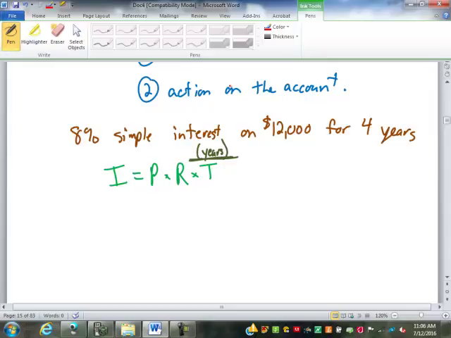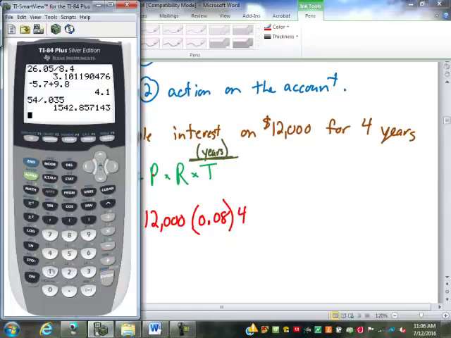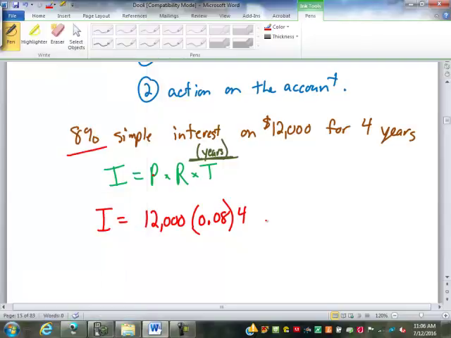So if we don't do anything with this loan until the end of the 4 years, the amount of interest that'll build up, what's the principal? The base amount, the $12,000. What is my rate? 8%, so I'm going to write that as 0.08, because it has to be the decimal. My time is 4 years, so just 4. So 12,000 times 8% times 4 years is $3,840 is my interest. Does that look right?